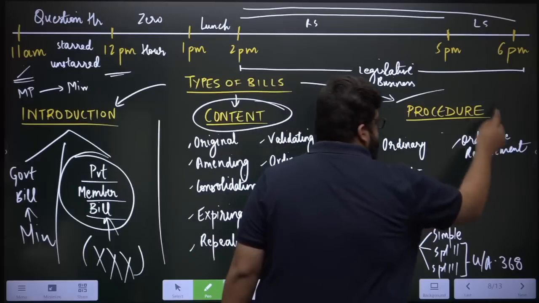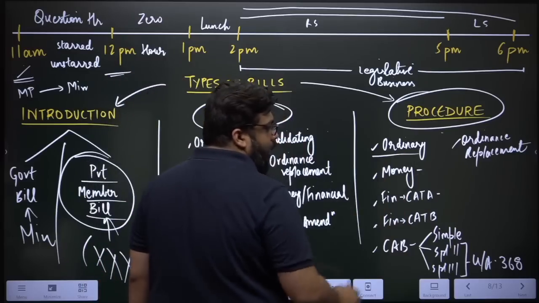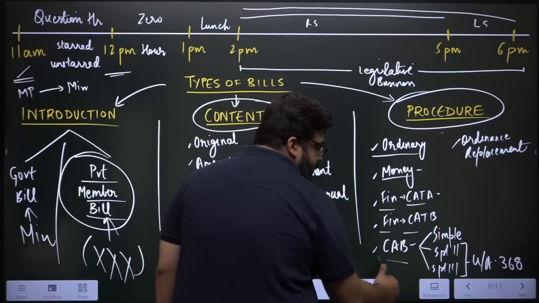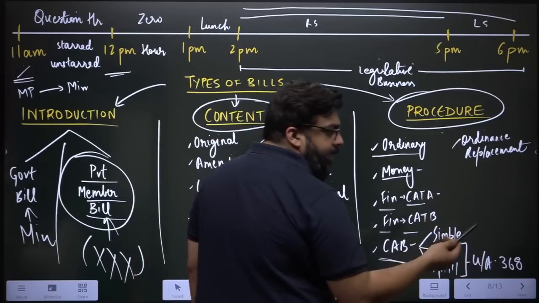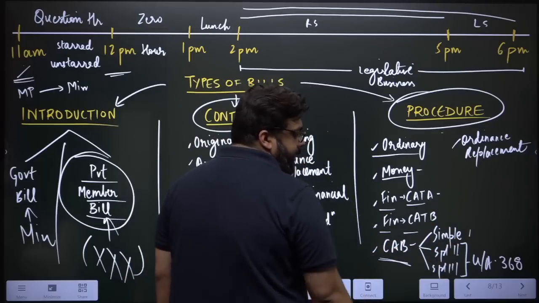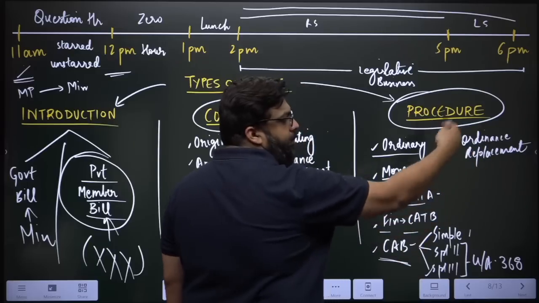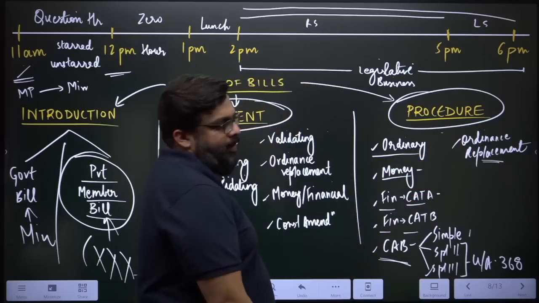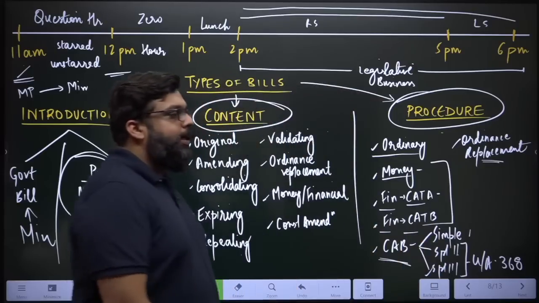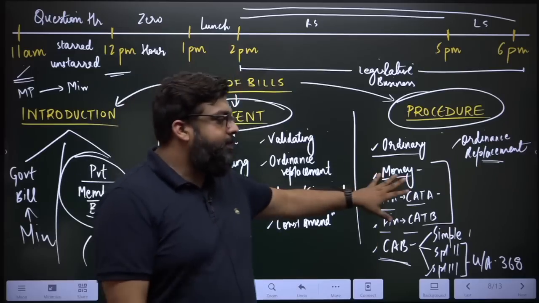In terms of procedure, these are the different kinds. You've got an ordinary bill, you've got a money bill, you've got a financial category A bill, a financial category B bill, you've got a constitutional amendment bill, which are of three types. You've done this before. Ones that require a simple majority, they're not even called constitutional amendments. Ones that do not require state ratifications, and one that requires state ratifications, that's under Article 368. And bills that have to be passed within a certain timeline, the ordinance replacement bills. There are different procedures for each of these. The most complex is here, because this is where you will see a lot of interchange and a lot of overlap and a lot of subjectivity.